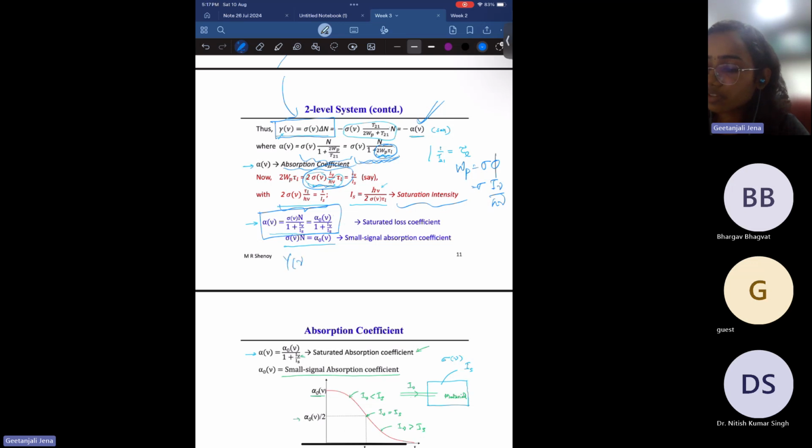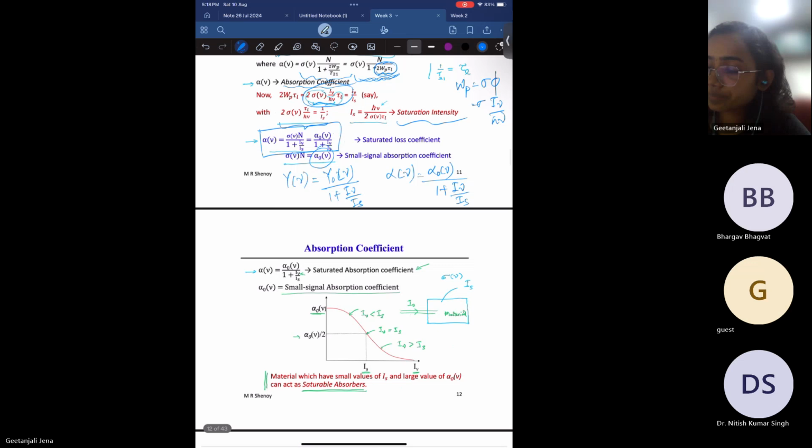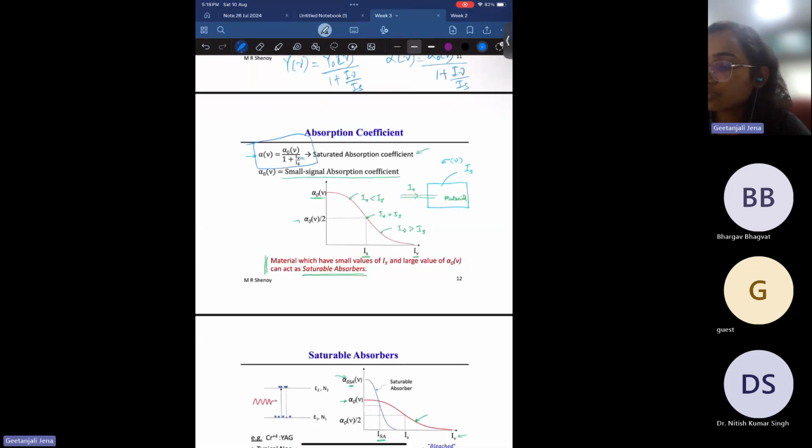So similarly, for gamma_nu, the gain coefficient, we have got the expression gamma_0 nu divided by 1 plus I_nu by I_s. Similarly, for alpha_nu, the absorption coefficient, we have alpha_0 nu divided by 1 plus I_nu by I_s. Okay. And alpha_0 is similar to the small signal gain coefficient. We have the small signal absorption coefficient here. And if you plot this expression, you get a plot similar to the gain coefficient curve. So when I_nu is much less than I_s, then alpha_nu can be taken as alpha_0 nu, the small signal absorption coefficient. So in this region, alpha is mostly constant. But when I_nu gradually increases, the absorption gradually decreases. Okay, it decreases like this.